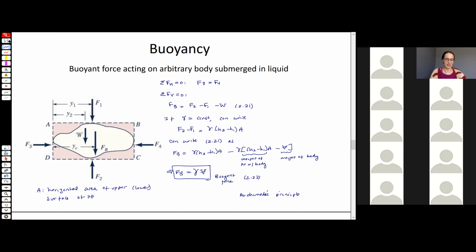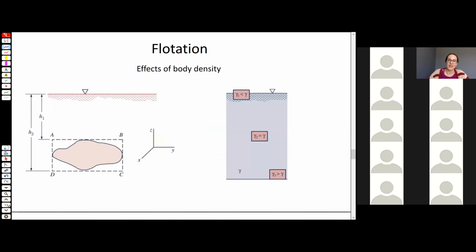All right. So, the effects of density on flotation are interesting. If your arbitrarily shaped body has the same specific weight as the fluid it's floating in, then it floats somewhere. It's completely submerged, but it's not against the bottom surface of the lake or the ocean or the fish tank or whatever. If the specific weight is greater than that of the fluid, it sits at the bottom. If it's less, it floats at the top.